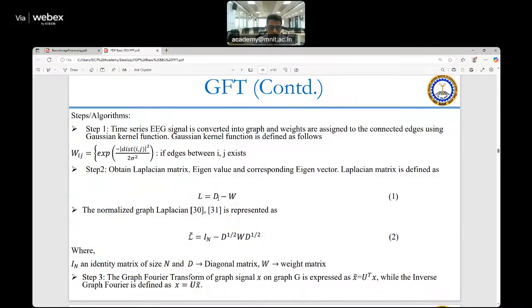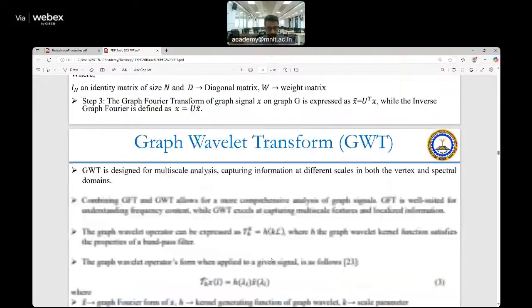So that is L equal to D minus W. I hope you recalled the normalized graph Laplacian. This is only one type of Laplacian. You can also use a normalized graph Laplacian, which is I, the identity matrix of dimension n by n, minus D to the power half, W, D to the power half, where I is of size n, D is the diagonal matrix, and W is the weight matrix. So we obtain the graph Fourier transform.